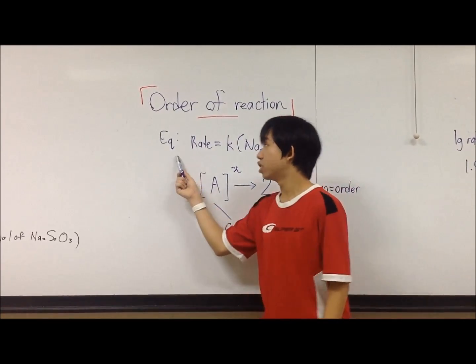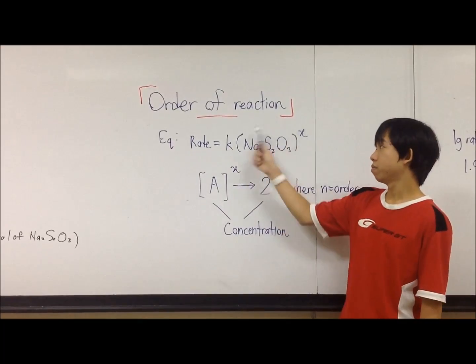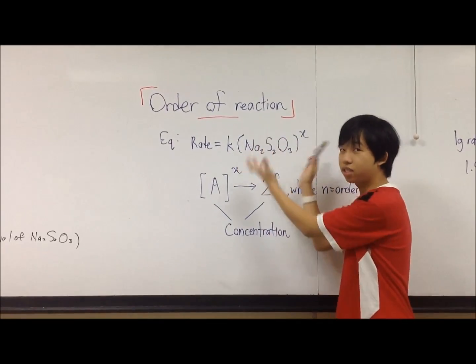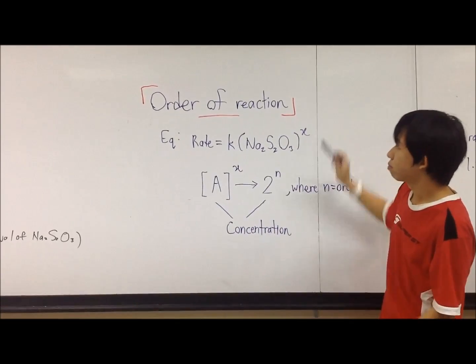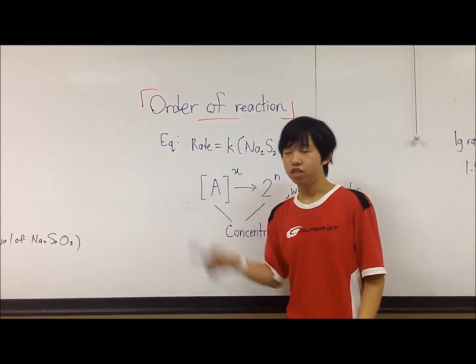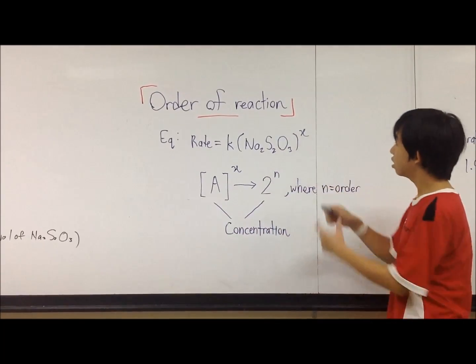From this equation, which is rate equals k times the concentration of the sodium thiosulfate to the power of x. k here is the rate constant, which is actually a constant, and x here is what we're trying to find.